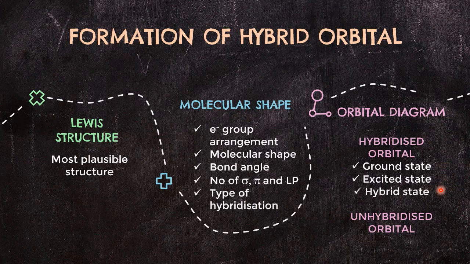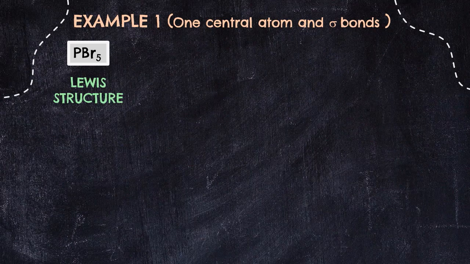Lastly is the hybrid state, where there will be only two types of orbitals to be formed, hybridized or unhybridized. They will be grouped together. For unhybridized orbitals, which are mainly on terminal atoms, only the ground state is needed. Let's apply all the steps we have learned just now to a few examples.